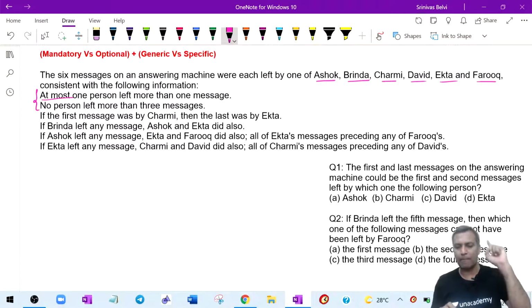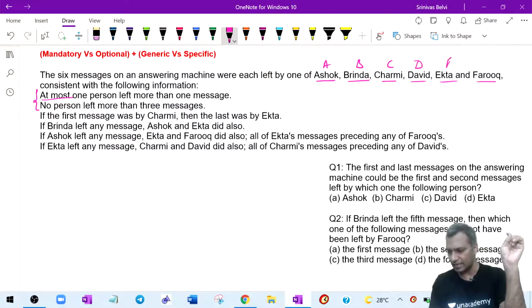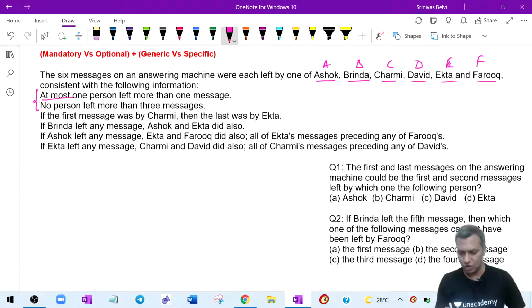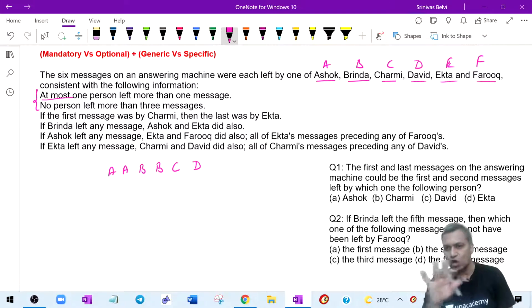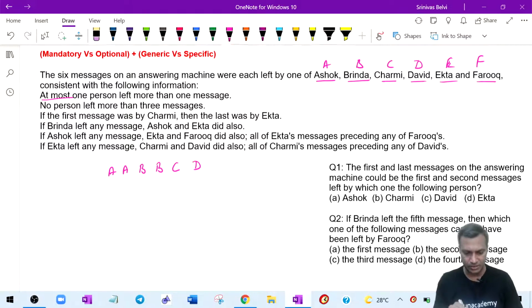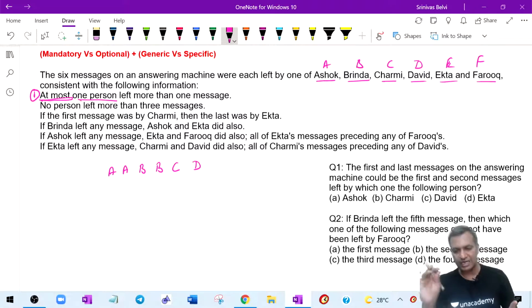At most, which means maximum, one person left more than one message, implies that the character names are A, B, C, D, E, and F. These are the 6 characters. It is not possible that two messages are left by A, two messages by B, one message by C, one message by D. This is not possible based on the first statement. It starts by saying that at most one person left more than one message. Fair enough. But here there are two people leaving more than one message. Therefore, this is not possible. What can be possible?